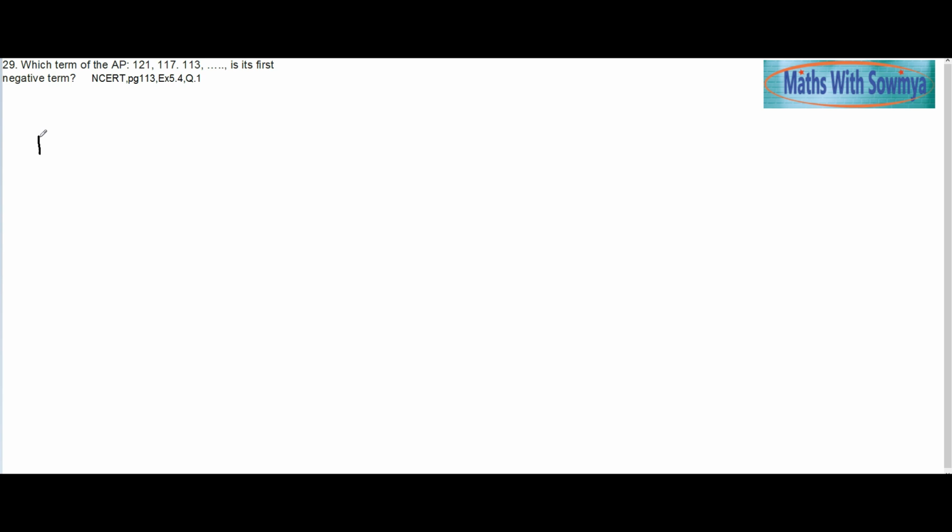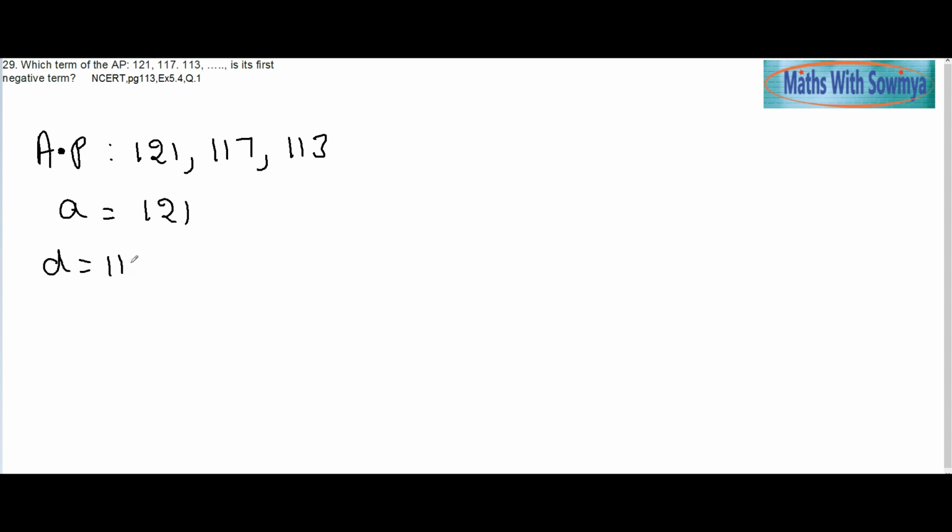Given the AP 121, 117, 113, which term of the AP is its first negative term? We have to find that here. So a, I'll just go with it, is 121. d is 117 minus 121, which is minus 4. So d is minus 4.